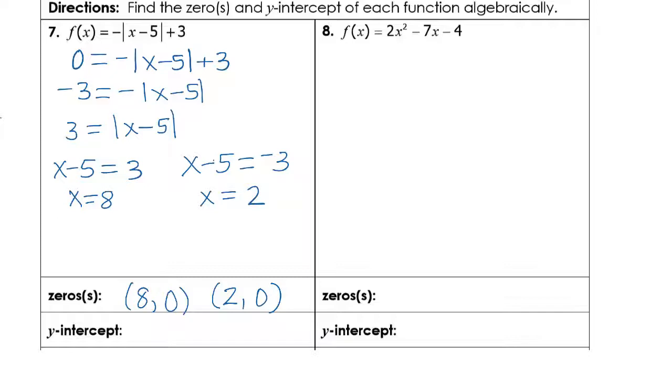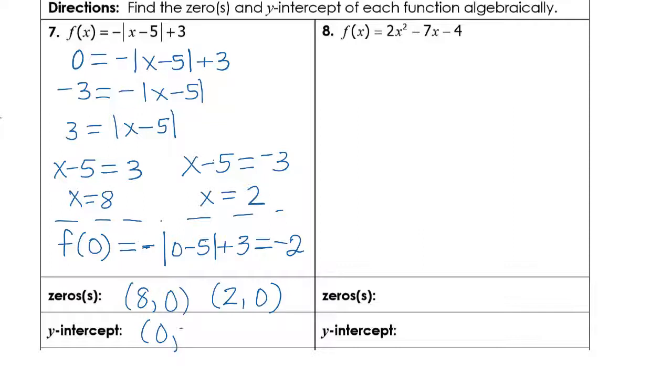Now to find your y-intercept, that's going to be where we evaluate the function at 0. So we need to substitute in 0. So I'm going to have negative absolute value of 0 minus 5 plus 3. And let's see what all that's going to be equal to. Inside the absolute value, we're going to get a positive 5, aren't we? But the negative on the outside is going to make it back negative. So negative 5 plus 3 is going to be negative 2. So here my y-intercept is going to be (0, -2).